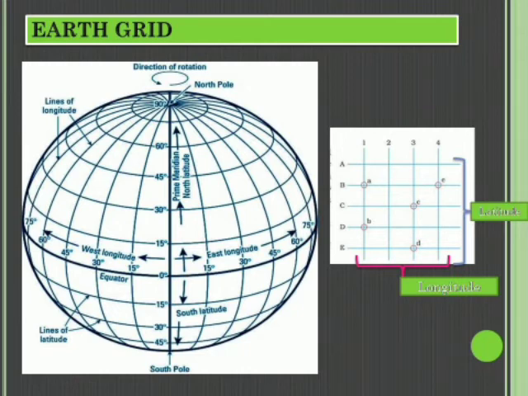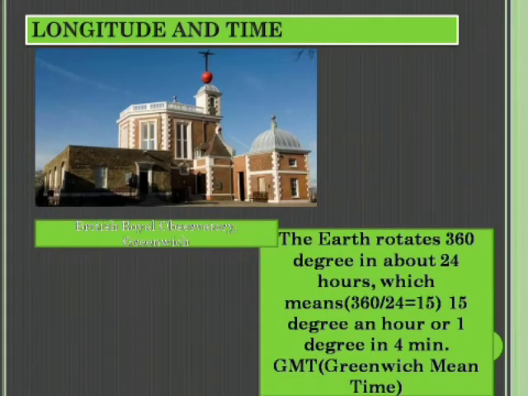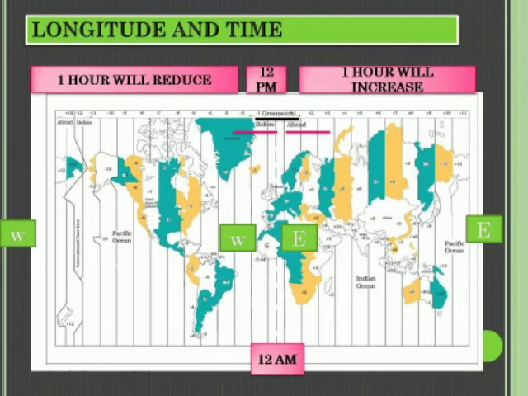And also, because of longitude our timing also changes. Based on longitude only we calculate our time. See this picture, children. The British Royal Observatory in Greenwich is located in London. From this place we calculate our time, so we call it Greenwich Mean Time. Based on the sun's rays we get the timing, so it is calculated from this place.